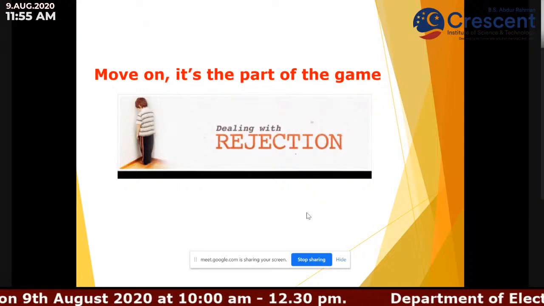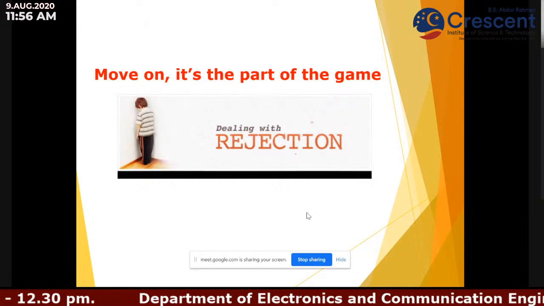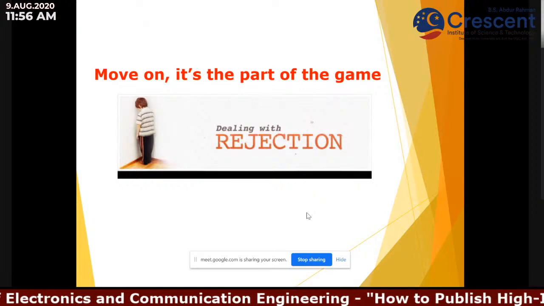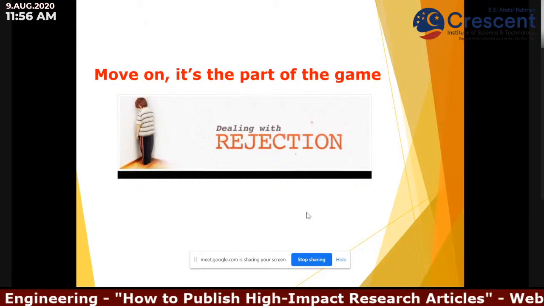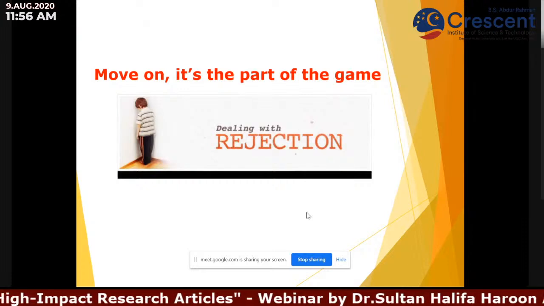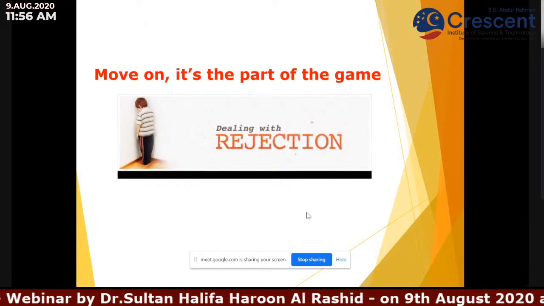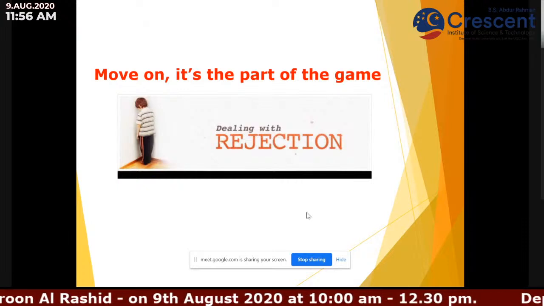Move on. Rejections are always part of the game, you know. It's true of life itself, not just about rejection of papers. Don't be disheartened. This is the time supervisors have to play a very important role in encouraging their students. When a paper is rejected, you always tell them that's okay. Don't worry about it. We will get it done some way.